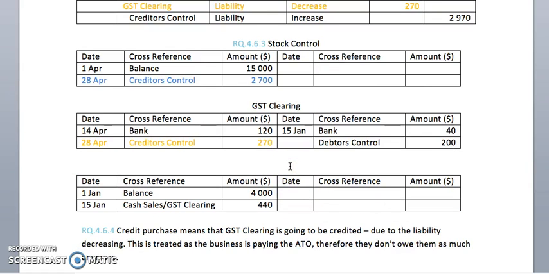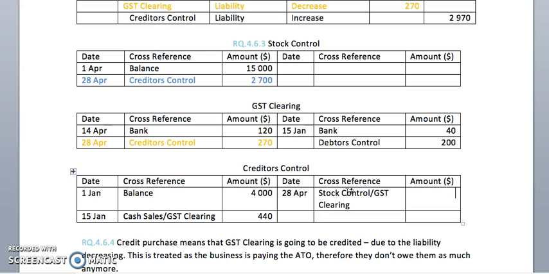Now this needs to be changed from bank to creditors control. We're going to have the 28th of April. The two debit sides as a result of this credit are going to be stock control and GST clearing. And the total amount that we need to do this for is 2,970. So this one and this one added together, the opposite side is the 2,970.